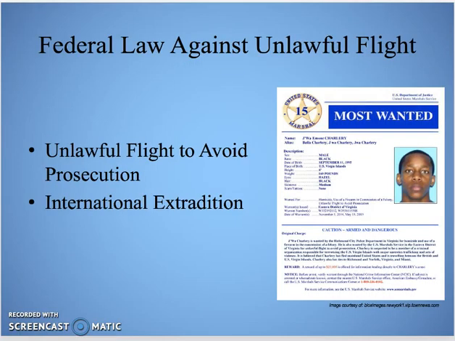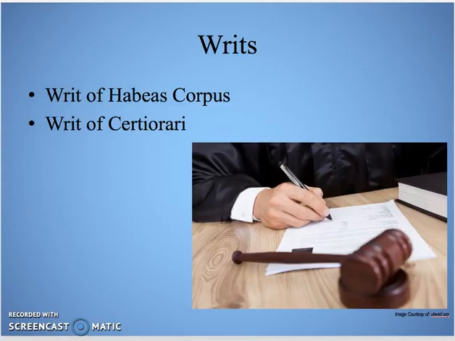And our very last slide is writs. A writ is defined as a mandatory precept under seal issued by a court and commanding the person to whom it is addressed to do or not do some act. A writ of habeas corpus maintains a purpose to obtain the prompt release of one who is being unlawfully detained.